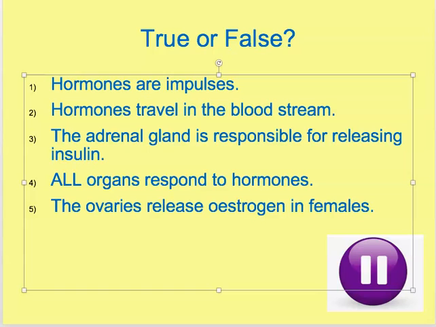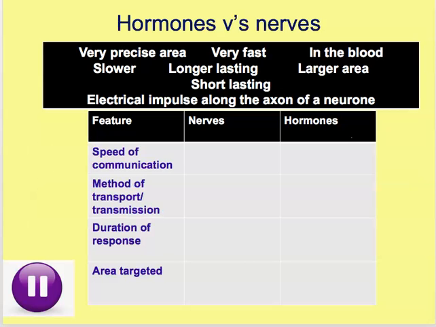Okay, moving on. So last bit for today's lesson. You have in the past done work on the nervous system. So this is just a table where you compare the activity, the speed of communication, the area targeted of nerves versus hormones. So if you could copy this table down and put the words at the top to help you. So if you can have a go at filling in, do you think the speed of communication for nerves is very fast or do you think it's slower? Okay, use the words at the top, give yourself about 5 minutes and then unpause the screencast and we will go through the answers.